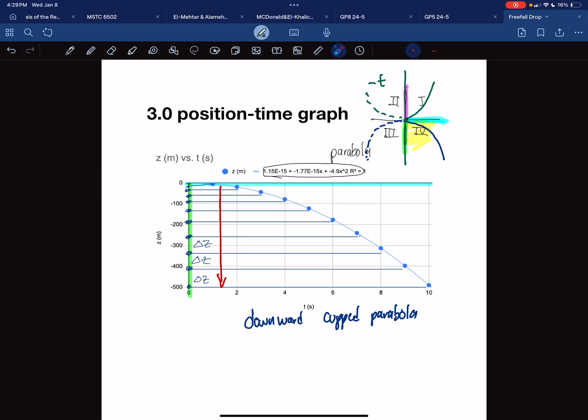But we will also notice, if we look at this position time graph, if we look at the slope, which is delta y over delta x, the y-axis is z, so it's delta z, and the x-axis is time, so it's delta z over delta t, meters per second. Just like every other position time graph, the slope is the velocity. And we can see this is a very flat slope. Here we're getting a bigger slope. And the slope is getting more here.